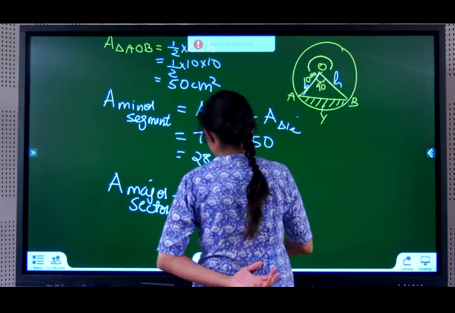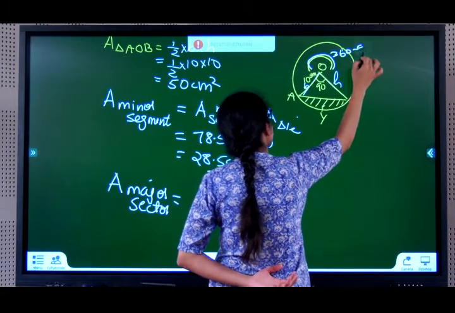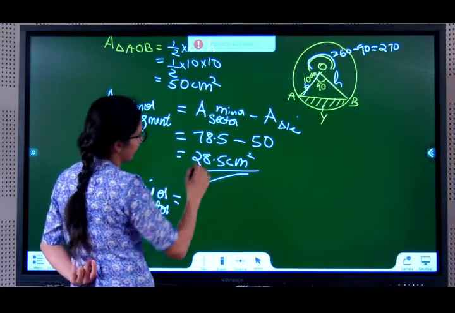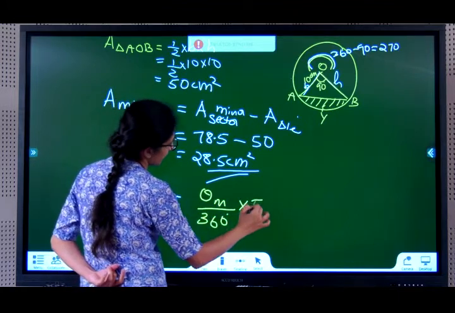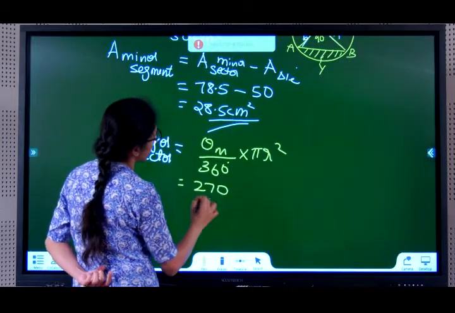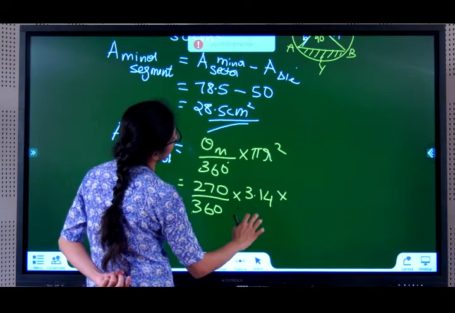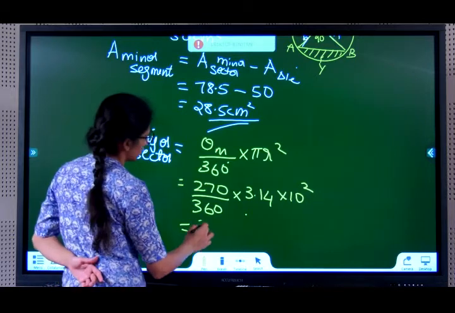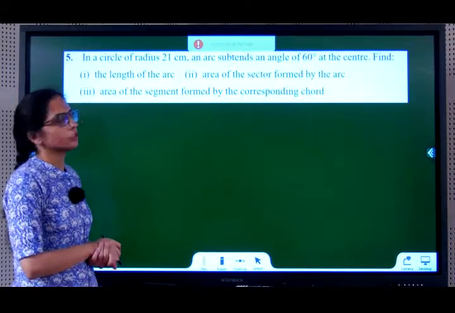What is this angle here? 360 minus 90, that is 270, right? So I can say that new angle, theta of the major, by 360 into pi r square. 270 by 360 into 3.14 into what was the radius? 10 square. On solving this, we get 235.5 centimeters square.